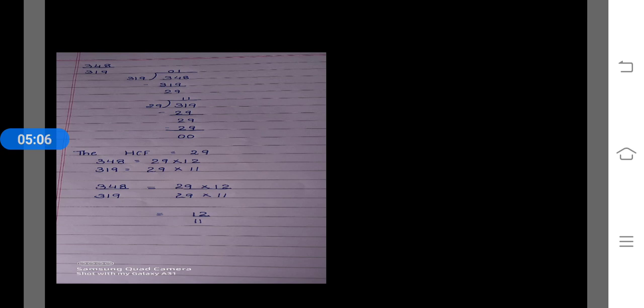348 gets divided by 319 and the remainder is 29. In the next step, 319 gets divided by 29. It can't be further divided. Therefore, the HCF is 29. 348 is split into 29 into 12 and 319 is split into 29 into 11. The common number between 348 and 319 is 29. So we remove 29 and the answer is 12 upon 11.